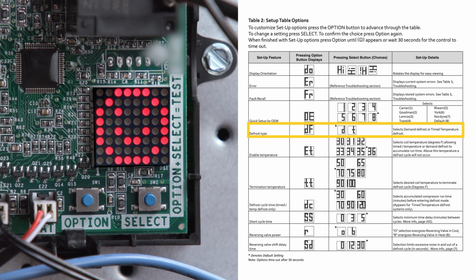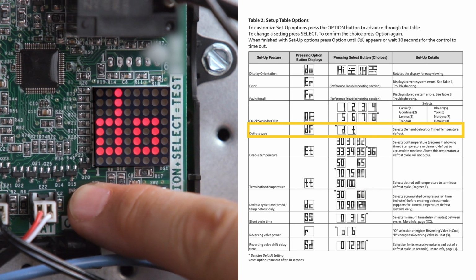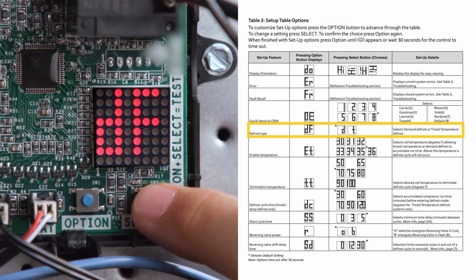For this application, the carrier heat pump will be changed from time temperature defrost to demand defrost. To set the control to demand defrost, press the Option button until DF displays. Press the Select button to display a D.